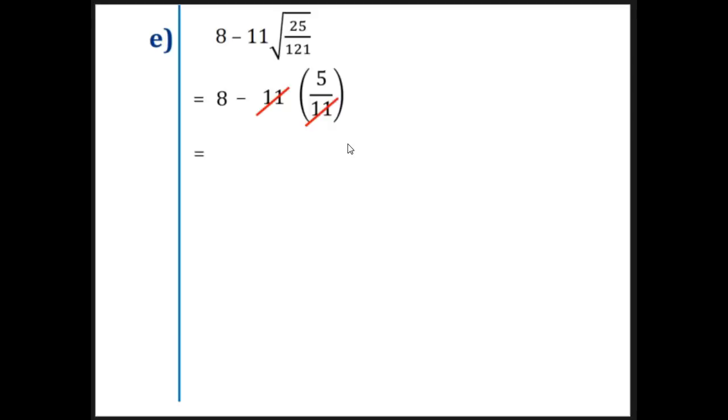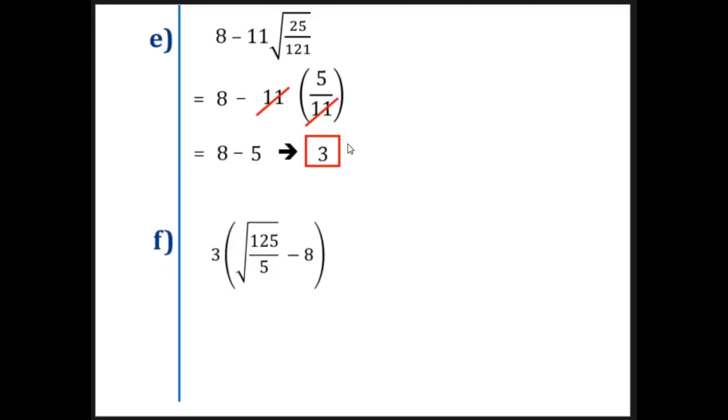So my new equation is 8 minus 5. So what's my answer? 3, right? 3 becomes my answer. Make sense?